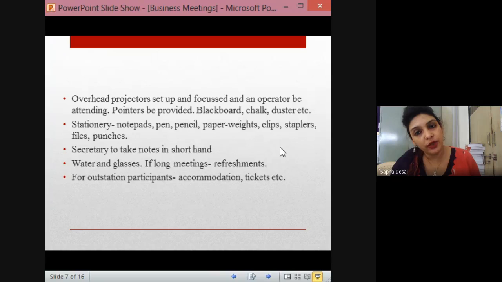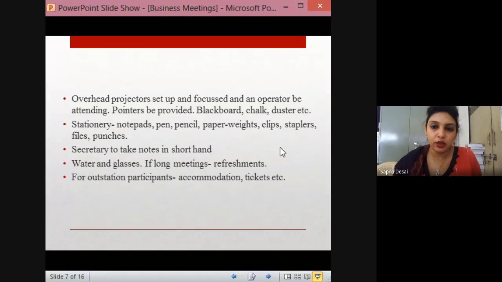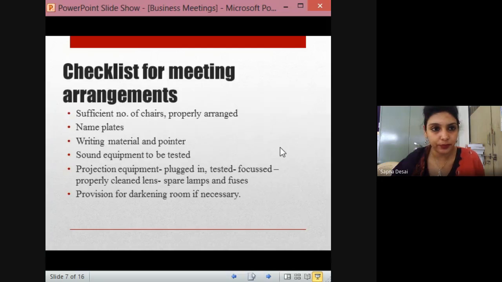Okay, if it's a very long meeting, sometimes refreshments or break arrangements are also there, so that people can take a break for a little period of time. Obviously, water and glasses should be there, so that a person may speak for a very long time or give a long presentation. You should have a glass of water for everybody there. For outstation participants, accommodation should be arranged, tickets and all. It depends upon company to company, whatever arrangements they can provide to outstation participants.